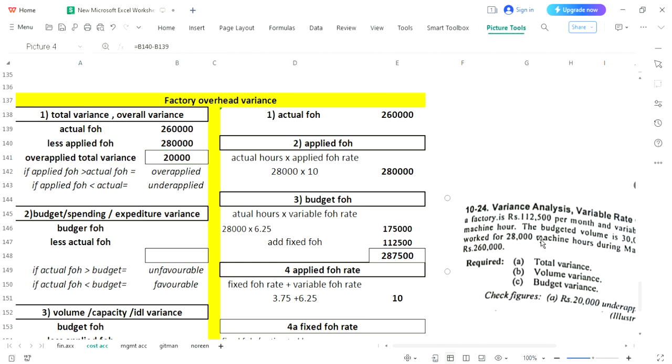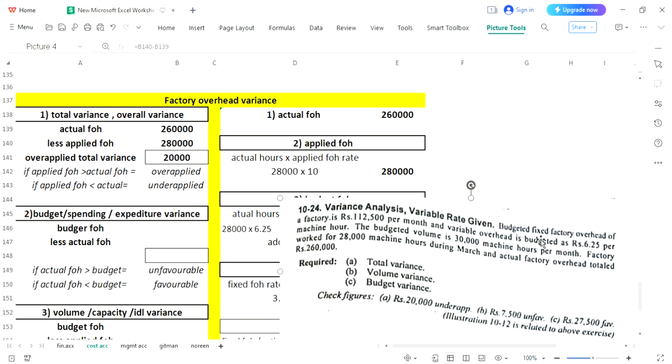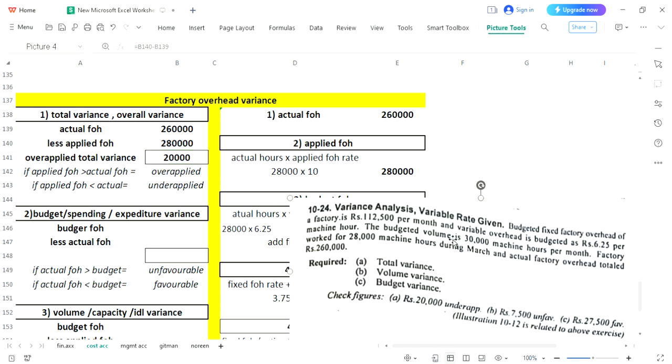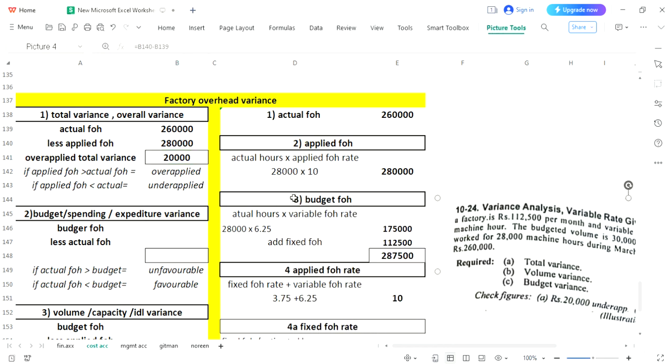Let's see if the answer matches. Okay, A part was total variance and total variance calculated here is 20,000 and 20,000 is written over here. Under applied is mentioned no, here is a printing mistake. Your applied FH was 2,80,000, actual FH was 2,60,000. Yes, there is a printing mistake in the question. It is over applied because applied is more than that of actual FH. There might sometimes be a bookish mistake, we can ignore it. So the 20,000 answer is matched.